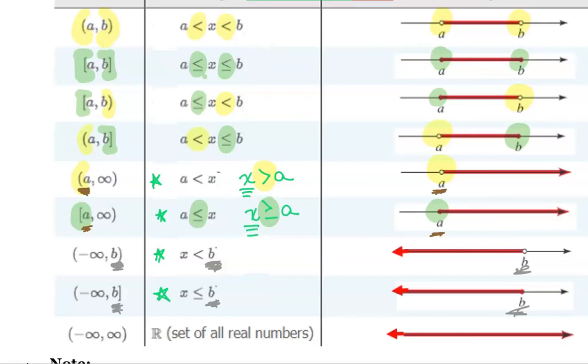Again, I should mention, you will always, forever and ever, have a paren when you have an infinity. Infinity is a concept. You never actually get there, so therefore you never actually equal it. It has to have a paren when dealing with interval notation. Here's my paren. Here's my other paren because I have a strict inequality and I have an open circle. Here's my bracket because I don't have a strict inequality and I have a closed circle.